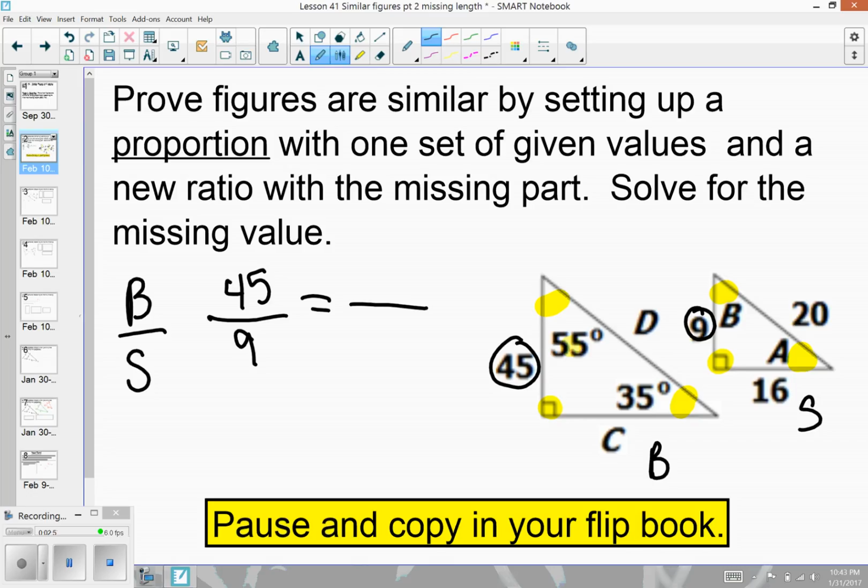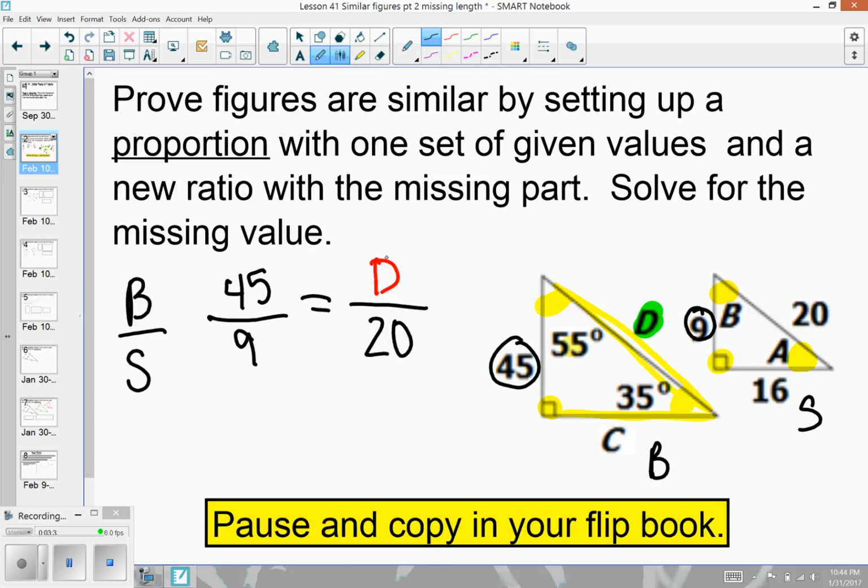And now we want to find a side that has a missing length. So we can either use this top side right here, we can use this side, or we could use this bottom side. I'm going to go ahead and look for side D. I want to figure out what D is. So that's our missing part. So we want D, and it corresponds on the other side with the value of 20.